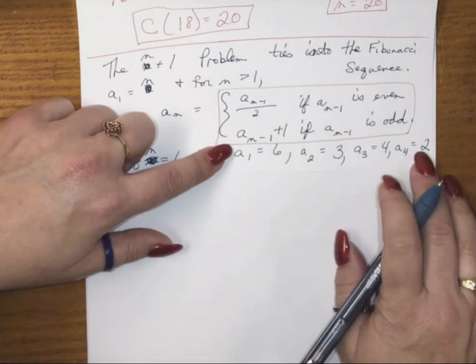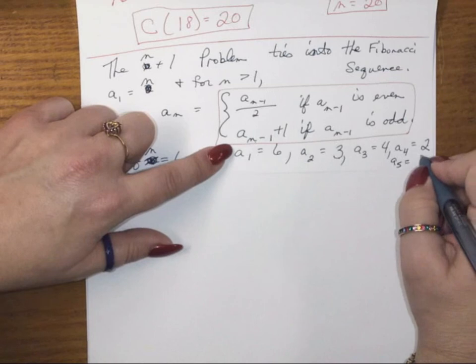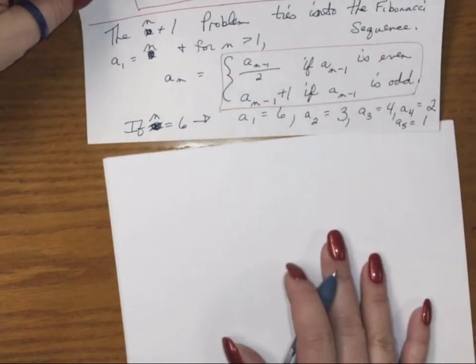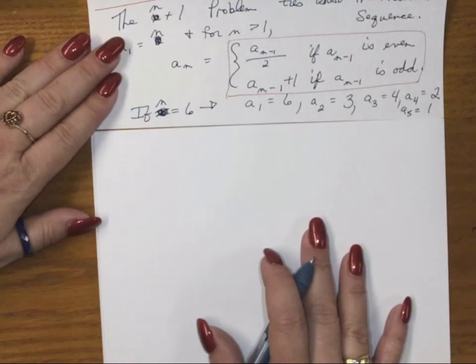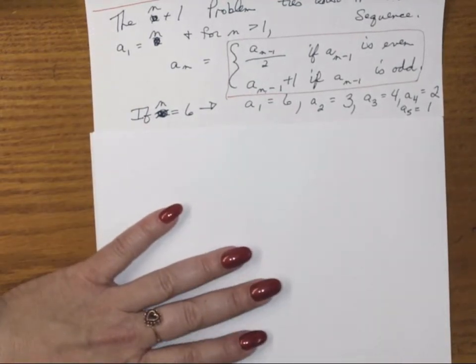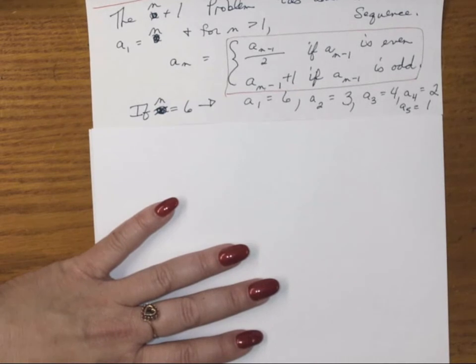And then look, that's an even as well, so I'm almost out of space. A sub 5 is 2 divided by 2, which is a 1. So whenever I'm using this, 6 only has 5 iterations in it. And it's looking at the same kind of thing, but looking at it as if it was recursive. And because I'm doing that, you can see that I've got kind of that Fibonacci feel coming to it.